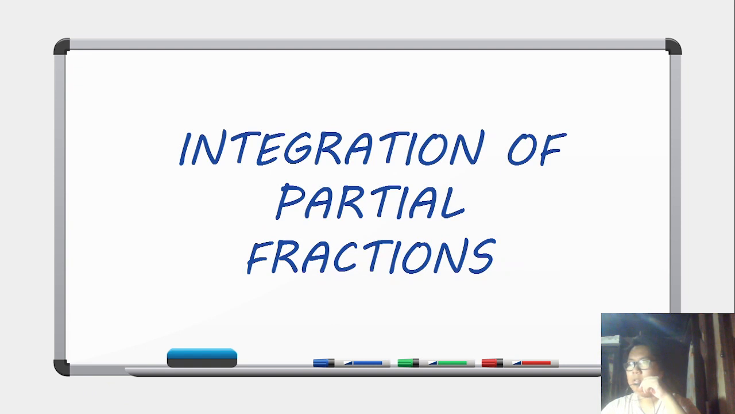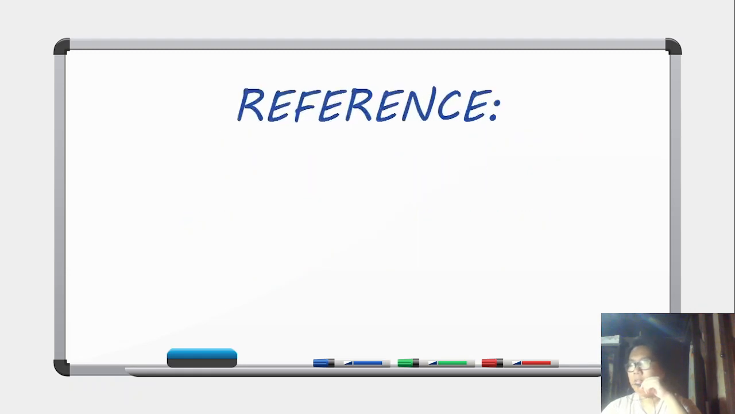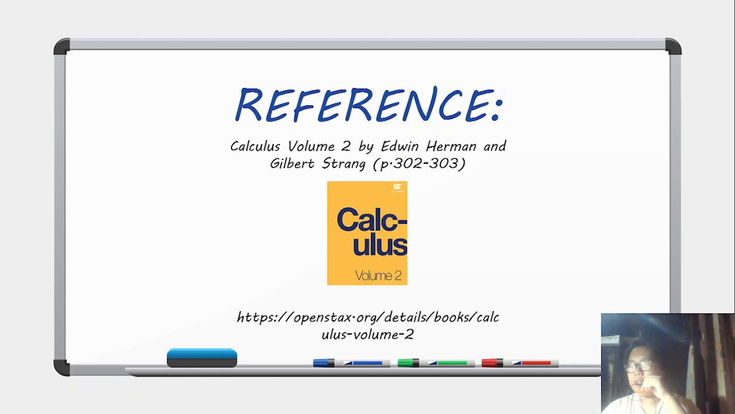The topic that I'm going to discuss is integration of partial fractions, and the case is repeated linear factors. The reference for my example comes from the book Calculus Volume 2 by Edwin Herman and Gilbert Strang, page 302 to 303, and here is the link.